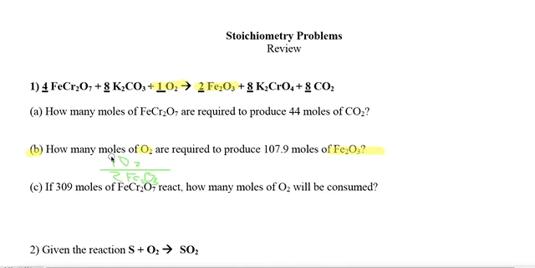Equals, and then I need 107.9, and that's the Fe2O3. And again, my question mark is on top, right? I want to know how many O2 I need. So same thing, I'm going to cross multiply. Now, this is 1, not 10. It looks like 10, but it's 1 O2.